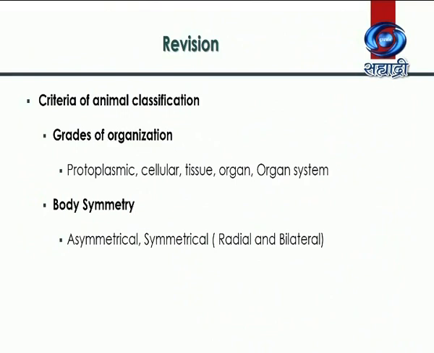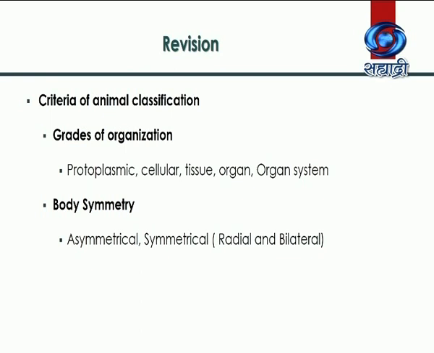Children, in our earlier session, we discussed animal classification. The first criteria was grades or levels of organization, which describes how the body is organized. The levels are protoplasmic level, cellular level, tissue level, organ level, and organ system level.